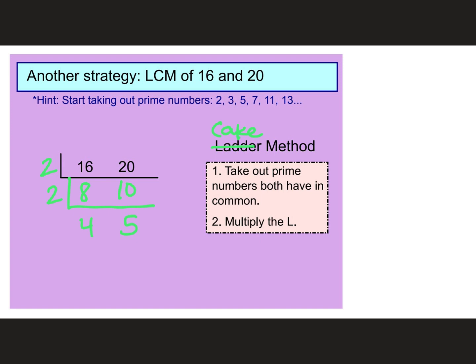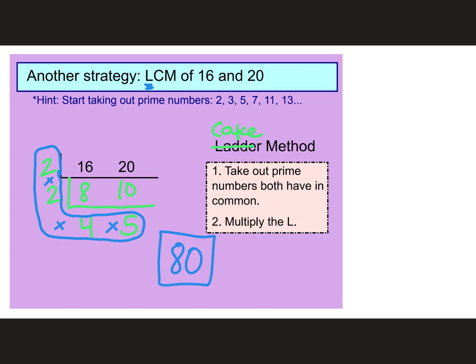For least common multiple, think least common multiple starts with the letter L. We're going to make an L. So we're going to multiply everything on the side and the bottom. So 2 times 2 is 4. 4 times 4 is 16. 16 times 5 is 80. So the least common multiple for those two numbers is 80. So that's the cake method. Again, not always the best when we have 3 numbers though.